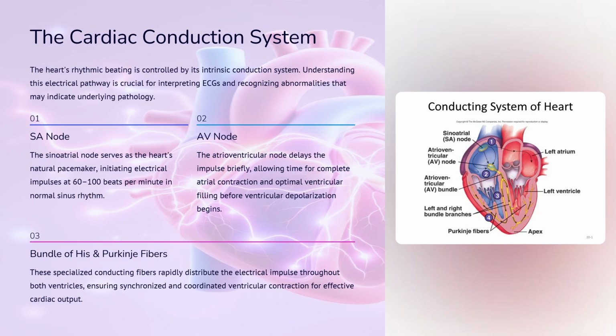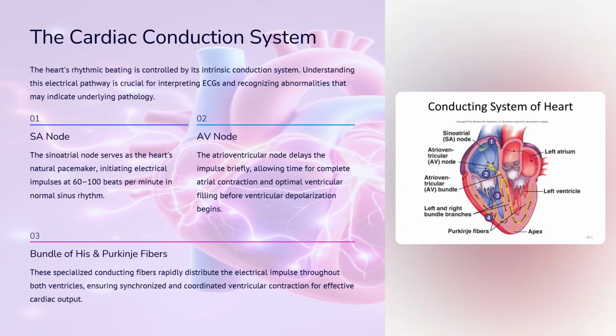The impulse then travels to the atrioventricular node, or AV node, located between the atria and the ventricles. The AV node briefly delays conduction, giving the ventricles time to fill, and has its own intrinsic rate of 40 to 60 beats per minute. That means if the SA node fails, the AV node can take over as a secondary pacemaker.